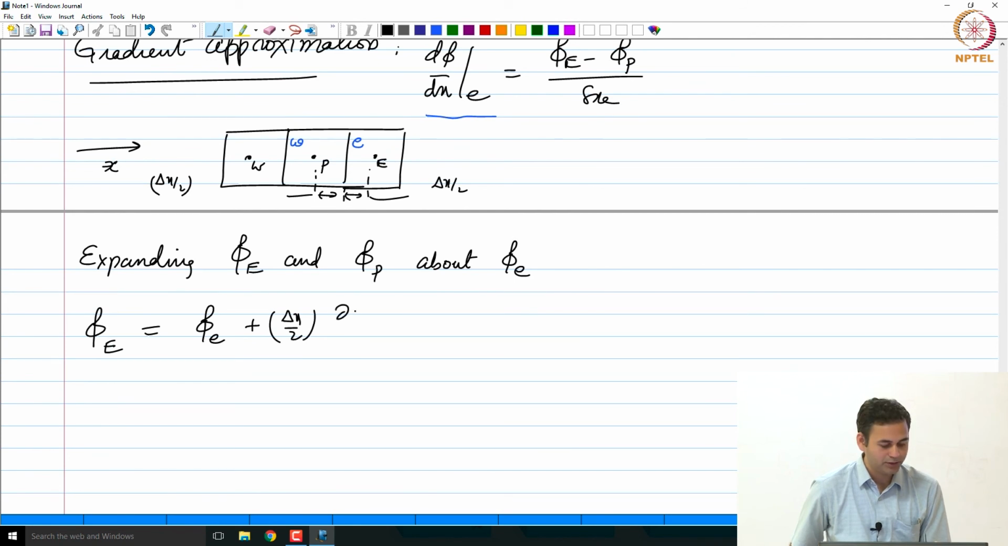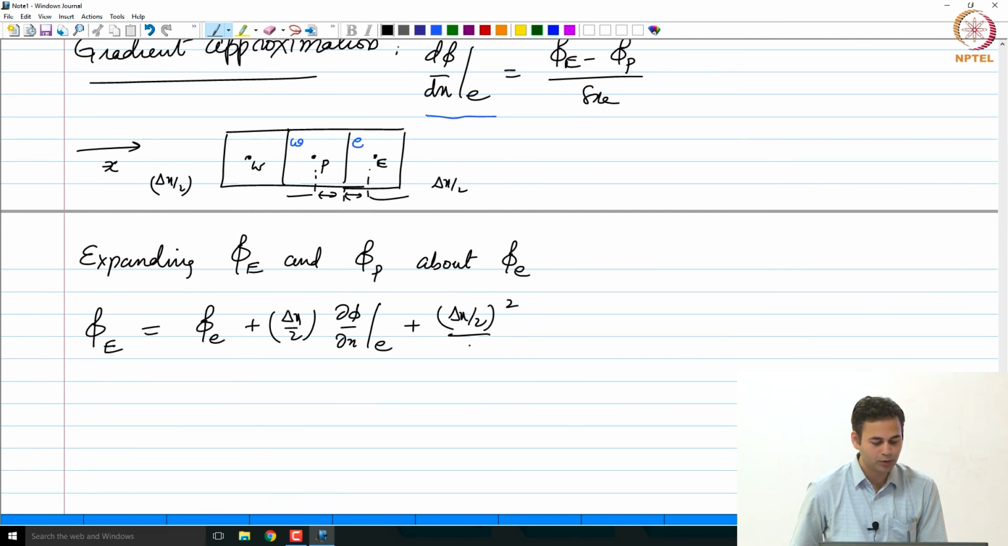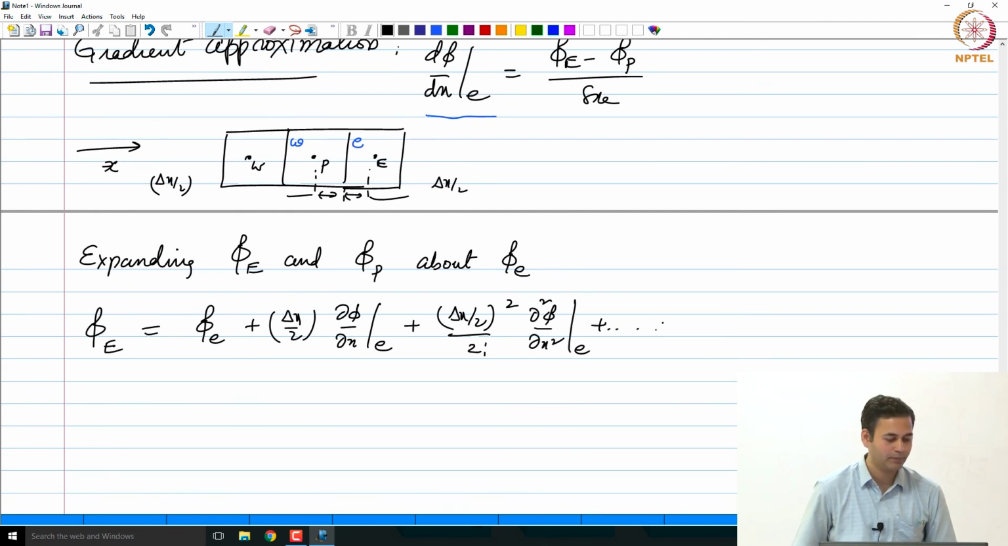right, partial phi partial x at little e, is that correct? Yes, okay, plus what else? Delta x by 2 whole square upon 2 factorial, partial square phi by partial x square at little e, and so on, right. What about phi P about phi little e?